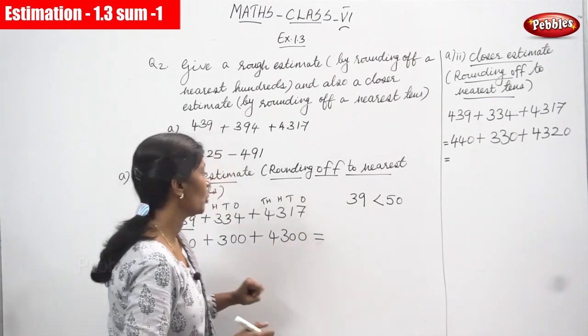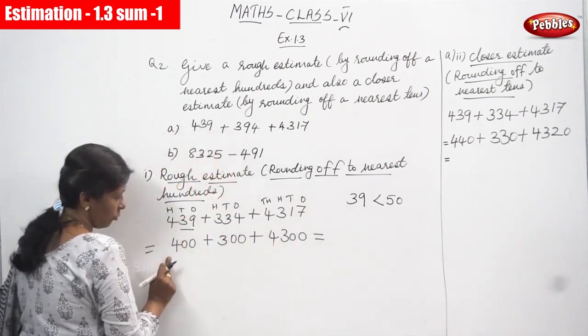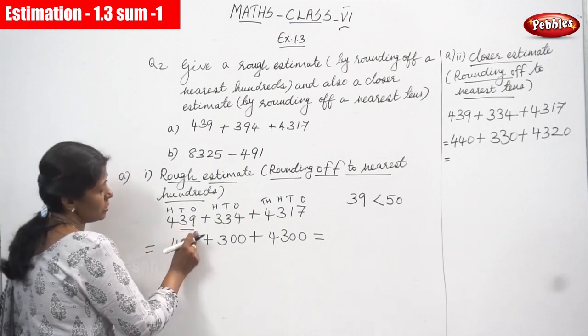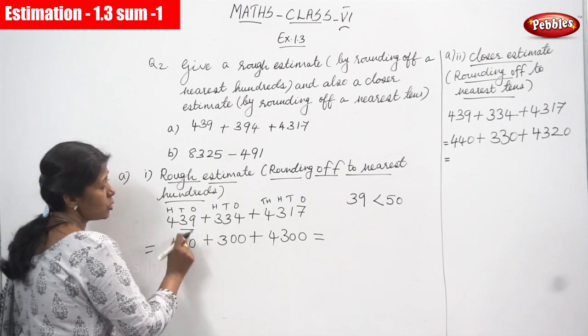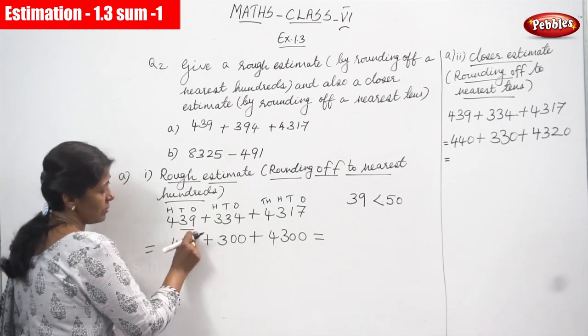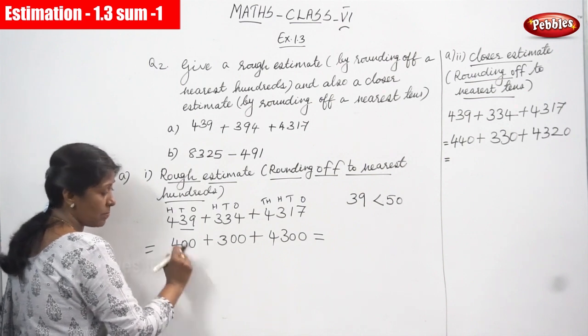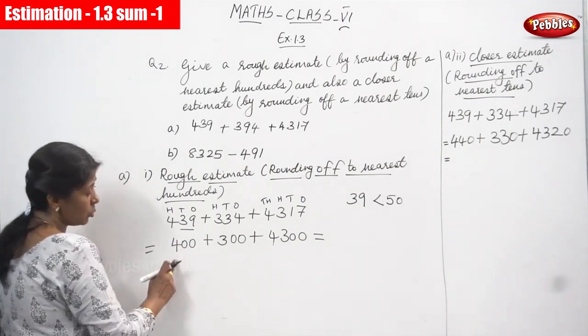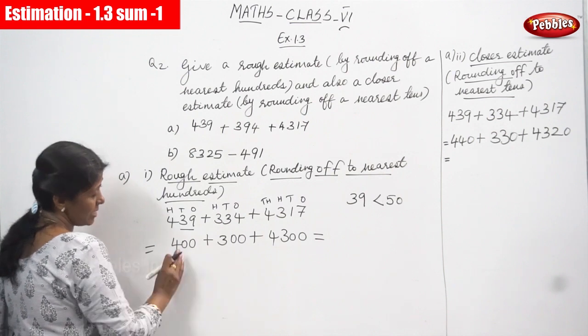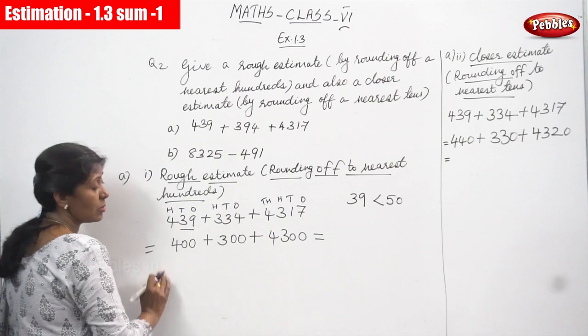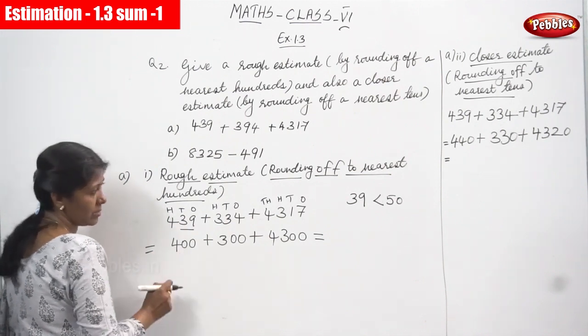So you have to do one thing. You write the 100 place value as it is. What is the number? 4, you write as it is. And the tens and ones place values become 0. So the last two digits become 0, you have to write 0 in the tens place and the ones place.